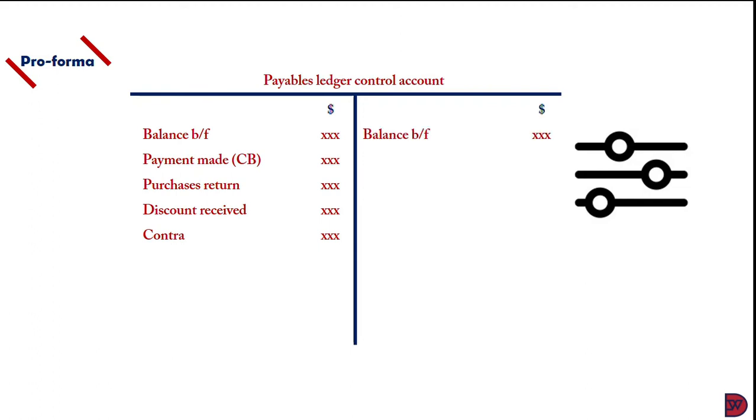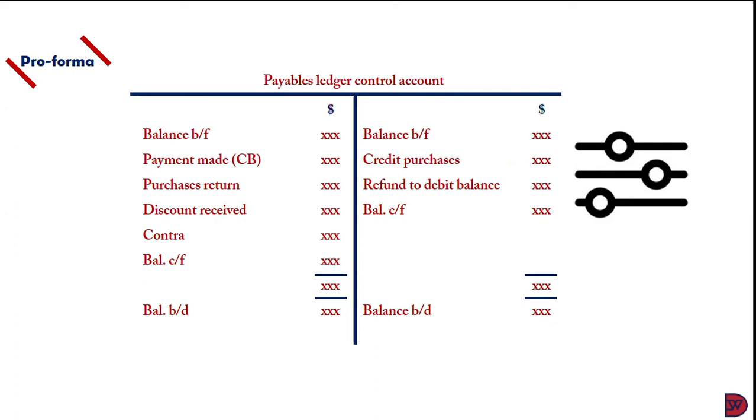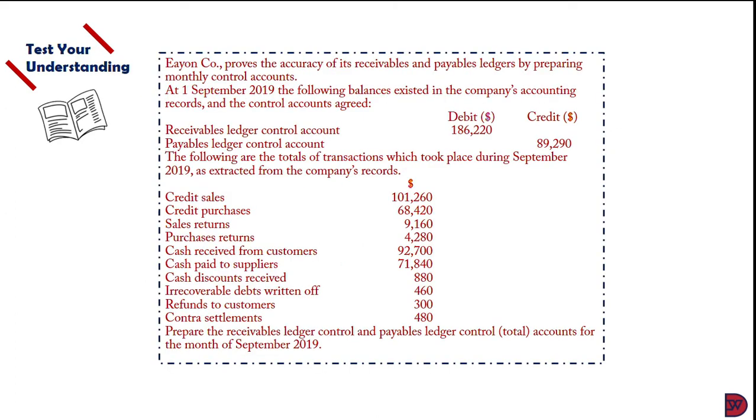We have balance brought forward, which is the normal side to hold the balance for the payables ledger. When we have credit purchases, then refund to debit balance. Now when we close the account and the difference arises, let's now test our understanding. Now, EA company proves the accuracy of its receivables and payables ledger by preparing monthly control accounts.